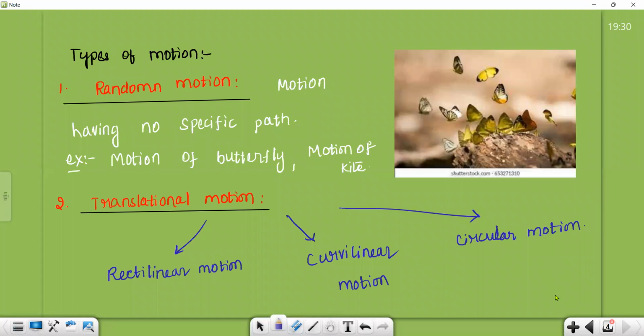Okay, so rectilinear means if a body is moving in a straight line, that kind of motion is called rectilinear motion. Rectilinear motion is also called linear motion.